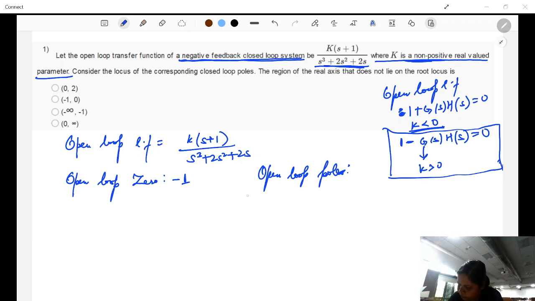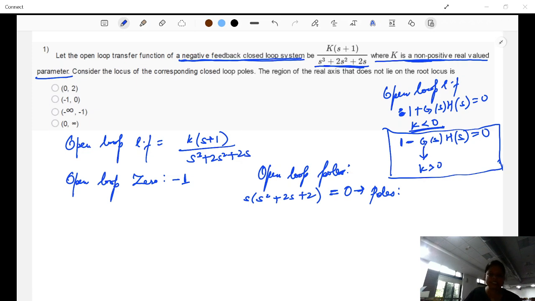What are the open loop poles? So the equation is s square plus 2s plus 2. Can someone solve and tell me what the open loop poles are? We want to make this 0 and then find out what the poles of the system are. How many poles would there be? Since it is an order 3 polynomial in the denominator, it is going to have 3 poles, right? Now what are the poles?